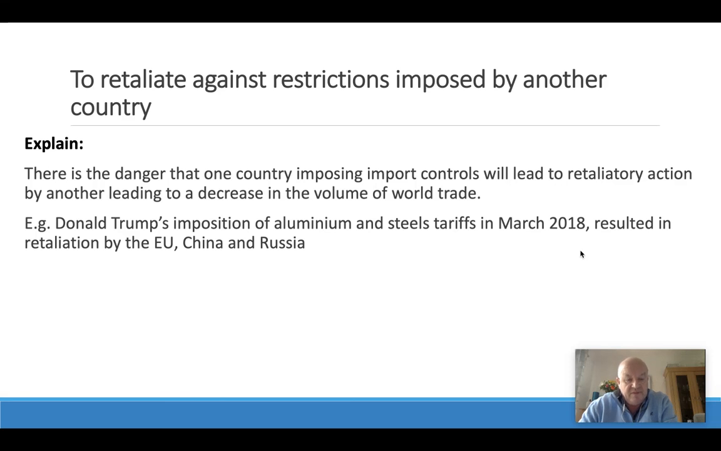Examples, the classic one, and you will look at that in a bit more detail in the next section of the booklet, is the imposition by Mr. Trump, whilst he was US president, of aluminium and steel tariffs in 2018, which resulted in retaliation by not just China but also the EU and Russia. So clearly that can be a bit of a minefield, to say the least.